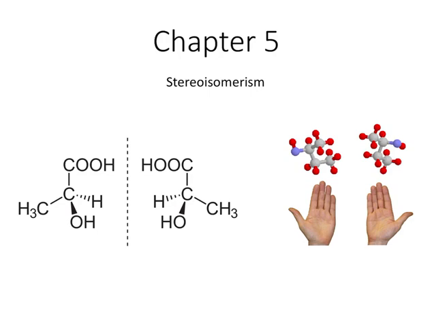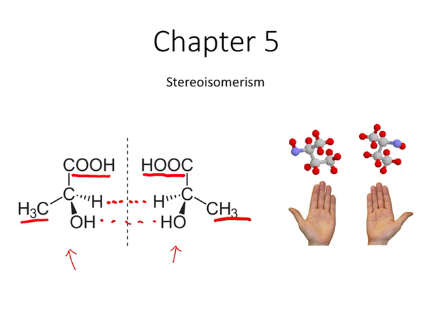Everyone, we're going to start chapter 5, which is all about something called stereoisomerism. So what does that mean? It's a big word. Basically, down below, you can see two molecules, and you'll notice that they are mirror images of each other. We have this COOH group on top. We have some hydrogens, some hydroxyl groups, and methyl groups. So they're mirror images.